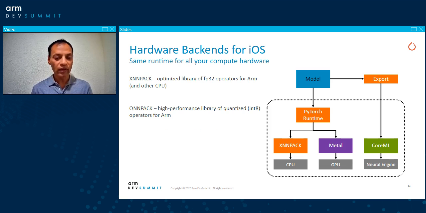PyTorch support for iOS is very similar to that we saw for Android. CPU support is via XNNPACK and QNNPACK. Again, the highly optimized libraries for ARM CPU and other CPU. We are also working actively to add support for GPU on Apple devices via Metal, which is very similar in principle to the Vulkan-based design for Android. Separately, there is an export path available that lets you execute the model on the neural engine by utilizing the Core ML framework.